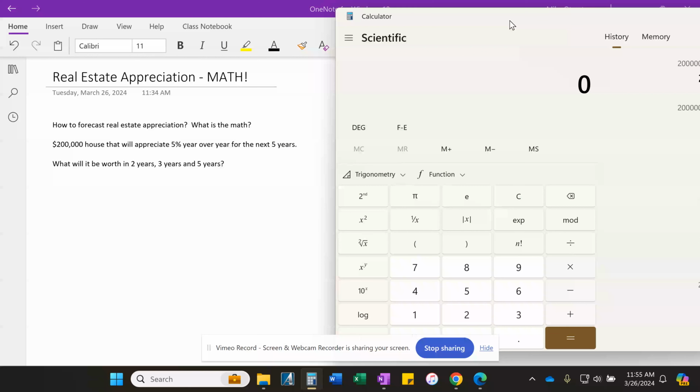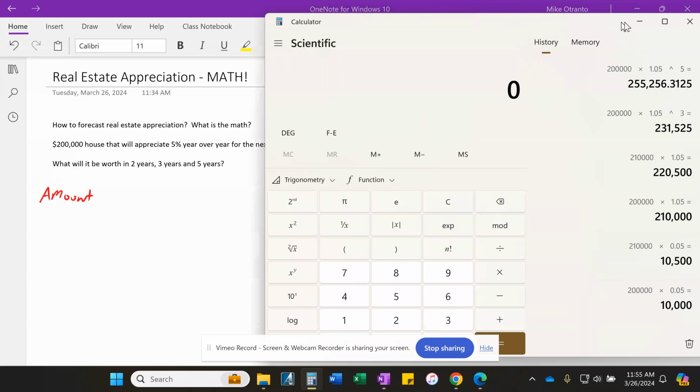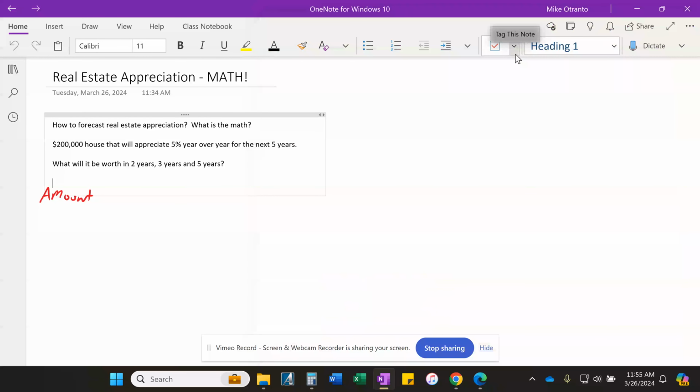So, we're trying to figure out what our amount is. What is the house going to be worth once we're done making these calculations? So our amount is going to equal, and that's basically our principal, P times (1 plus R) to the power of T. Now don't freak out. I know a lot of you guys don't like math. R is rate, so that's the rate of appreciation, which is going to be 5%. T is time. Did I just say T is rate? No. R is rate, T is time. P is principal.